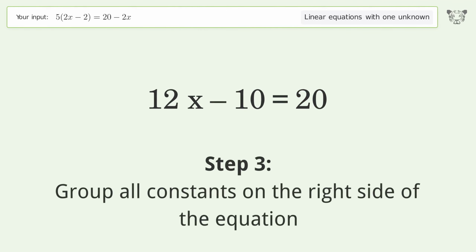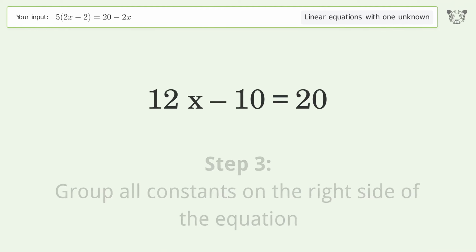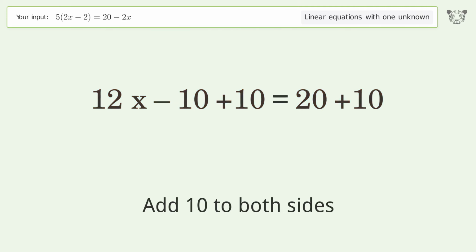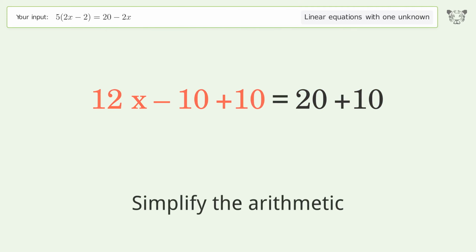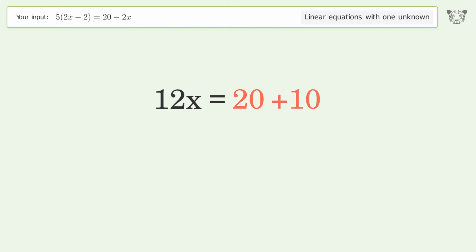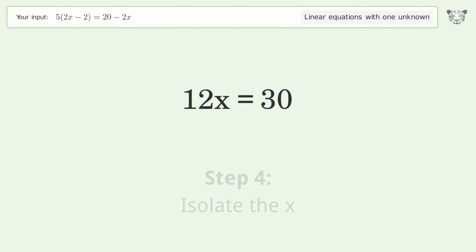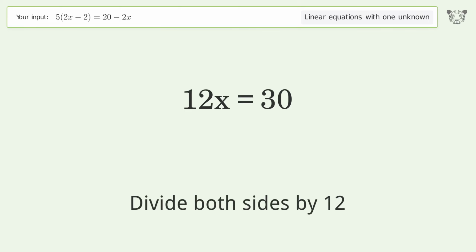Group all constants on the right side of the equation. Add 10 to both sides. Simplify the arithmetic. Isolate the x. Divide both sides by 12.